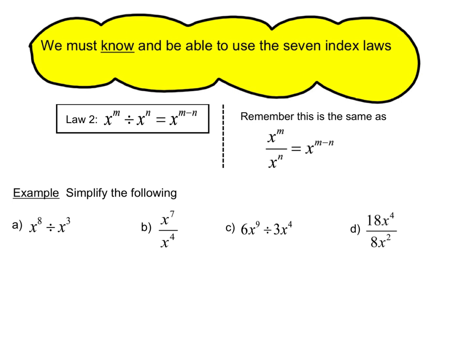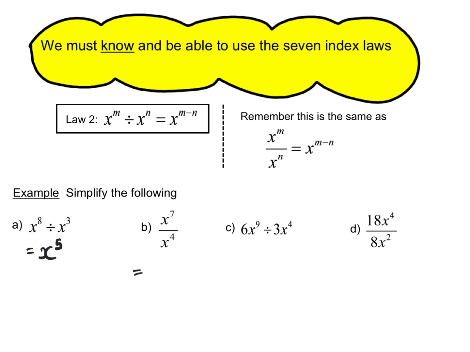Now, in the first question here, we've got x to the 8 divided by x to the power of 3. So both have the same base of x, so the answer is going to be x to the power of something. And then all we're going to do is 8 take away 3, which gives us 5, so x to the power of 5.